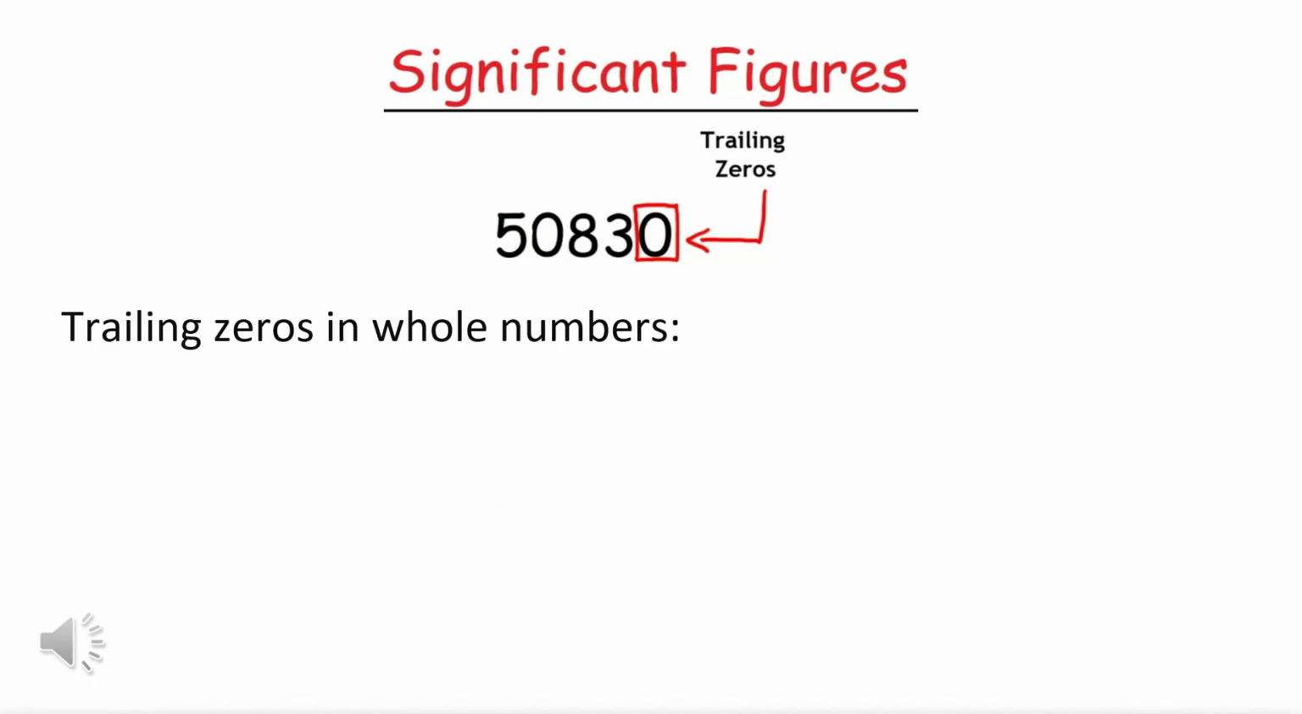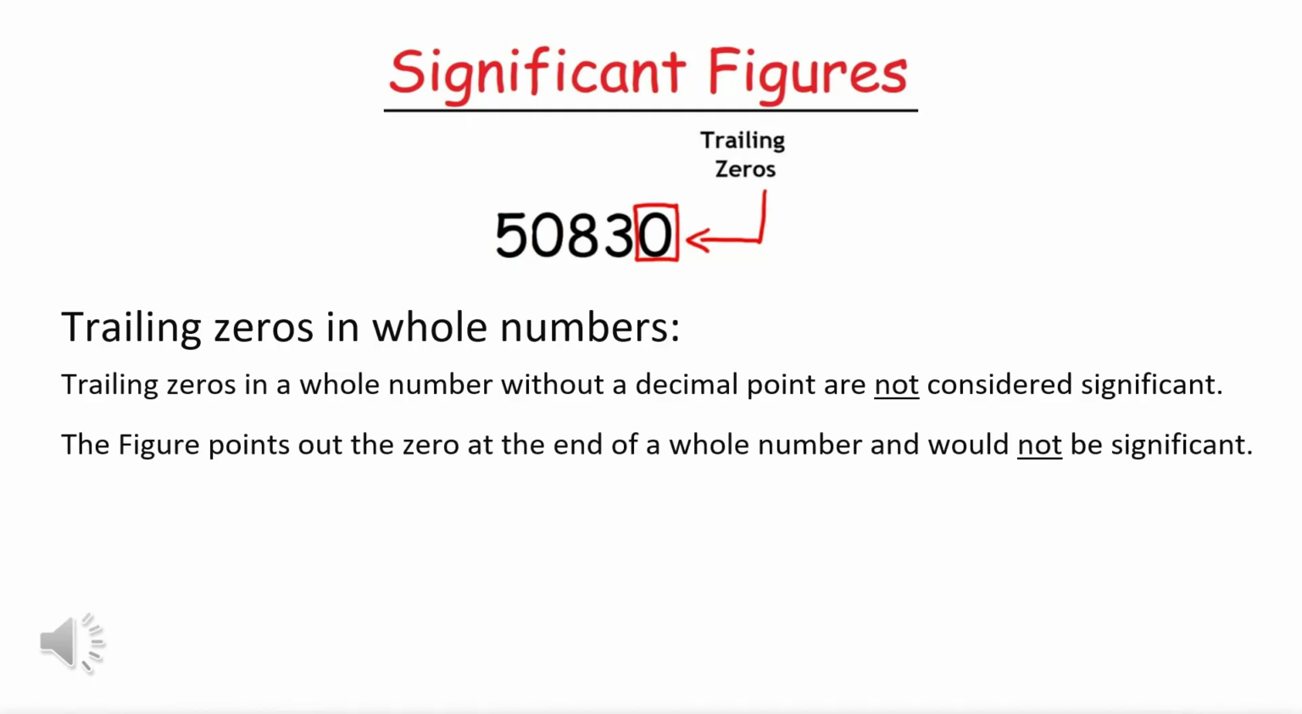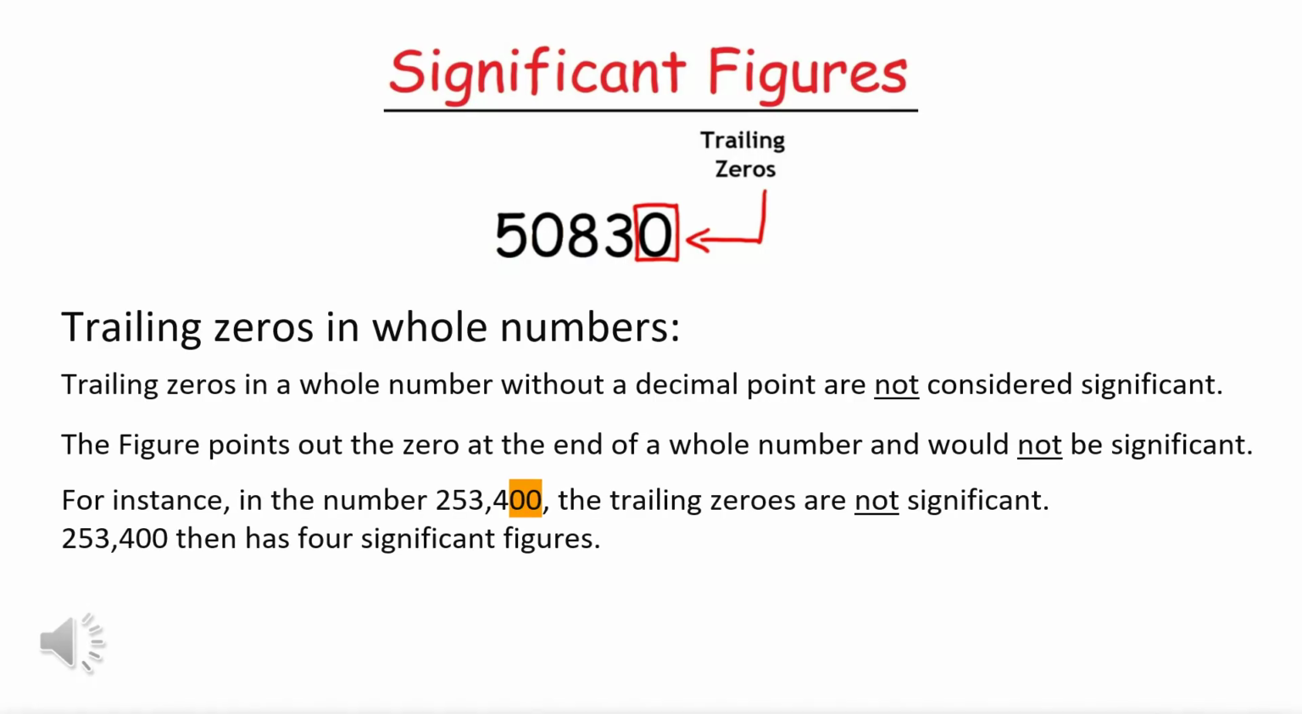Next up, trailing zeros in whole numbers. If a number has zeros at the end, but there's no decimal point, those zeros are not significant. Our main example has been altered to a whole number, making the trailing zero not significant and just a placeholder. For another example, in the number 253,400, the zeros at the end don't count. That means this number will have 4 significant figures from the non-zero digits.